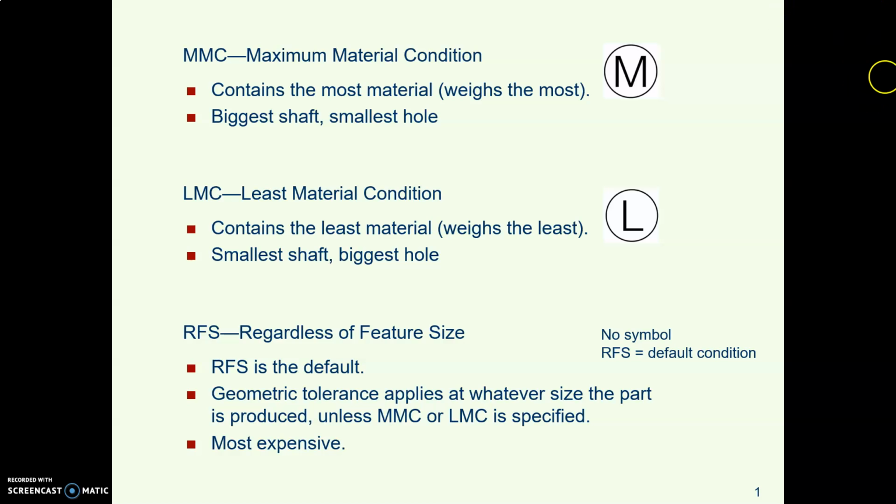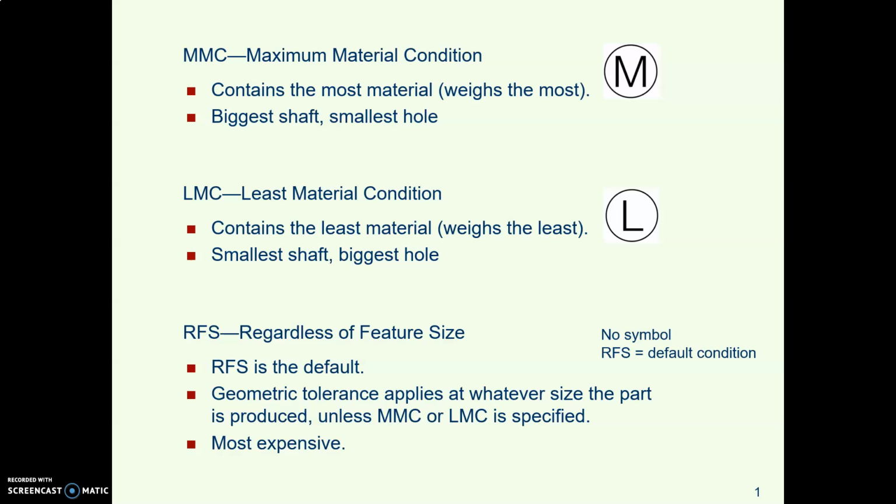You might recall that maximum material condition means this part contains the maximum amount of material, and I like to think of it as putting the part on a scale. If it weighs the most, it's got maximum material. And that's how we can remember that it's the biggest shaft or the smallest hole that will weigh the most.